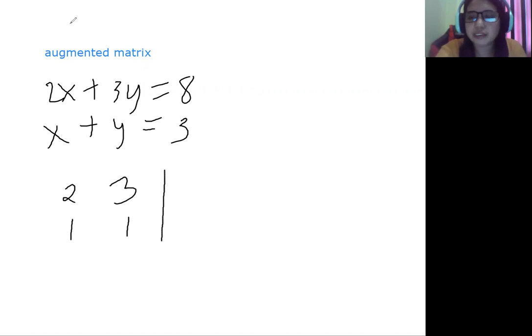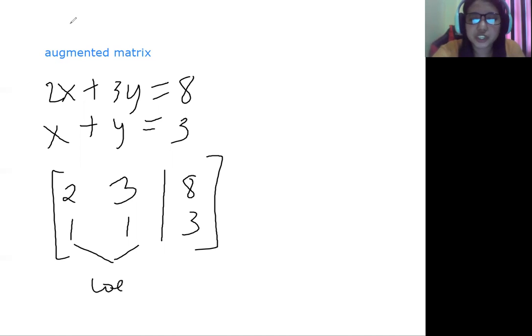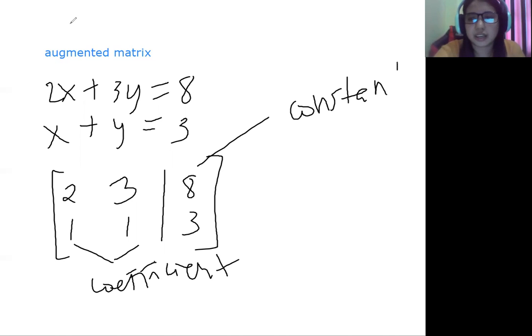Then let's place a line that will divide our coefficient matrix from our constant matrix, 8 and 3. And let's just place the brackets. As mentioned, this is called the coefficient matrix, and this is the constant matrix. And we call this the augmented matrix.